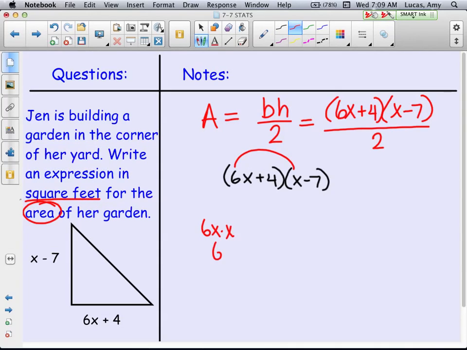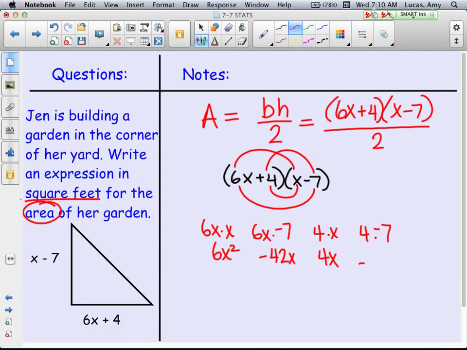6x times x is 6x squared. 6x times negative 7 is negative 42x. 4 times x is 4x. And 4 times negative 7 is negative 28. Add together all 4 of my products, combining only the 2 that are alike, and I get 6x squared minus 38x minus 28.